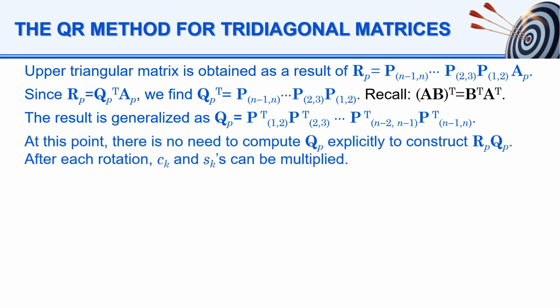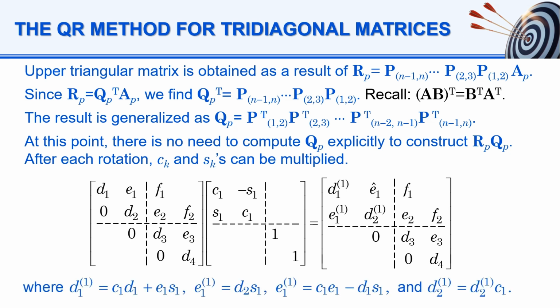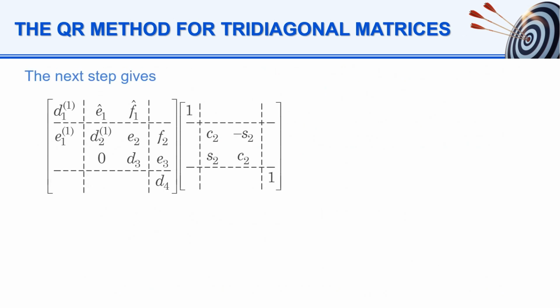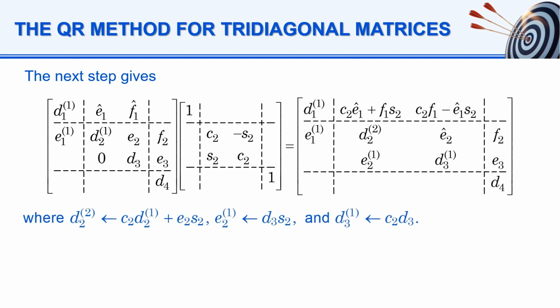At this point, there is no need to compute QP explicitly to construct RP QP. After each rotation, the Cks and Sks can be multiplied. Here the following abbreviations were used. The next step gives the following, where D2, E2, and D3 are modified as follows.